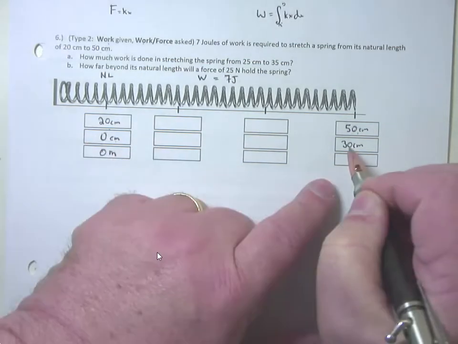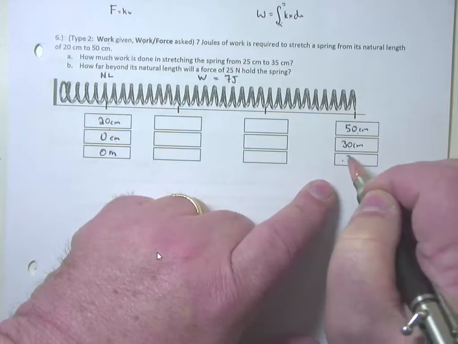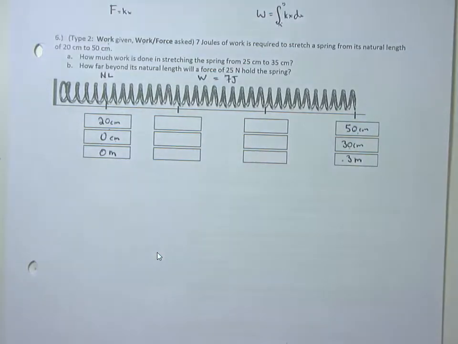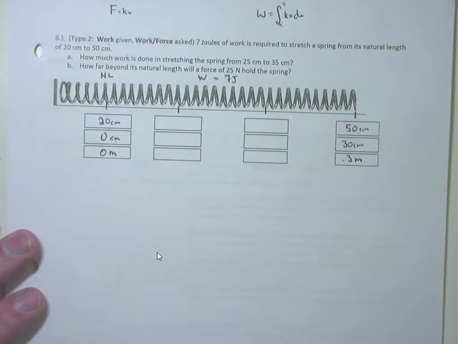However, 30 centimeters is 0.3 meters. I take 30 and divide by 100 because there's 100 centimeters to a meter. Does that make sense? Now, this is the information right here. I'm going to figure out what K is.